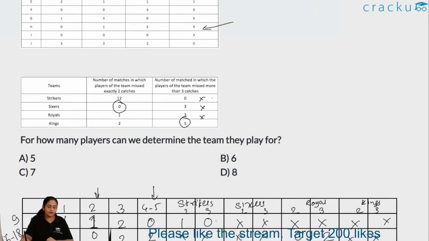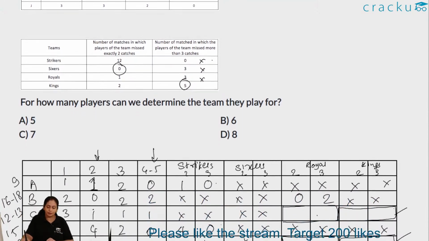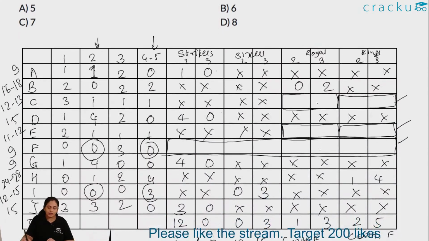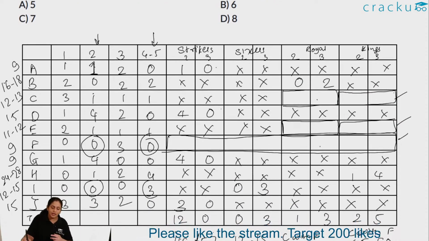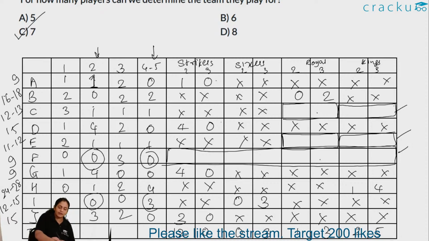The first question is, for how many players can we determine the team they play for? I know all the players' teams except for C, E and F. So out of 10, I don't know for 3. So the right answer is, I know the teams for 7 players. So the answer is option C, 7.